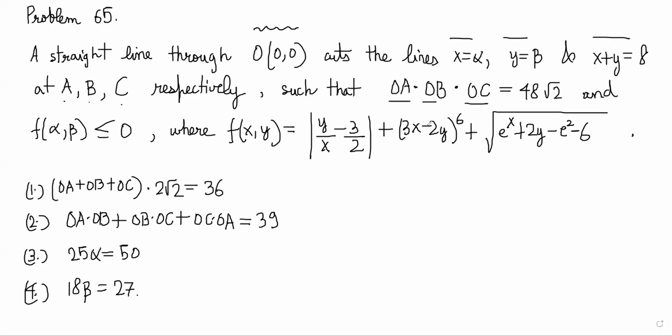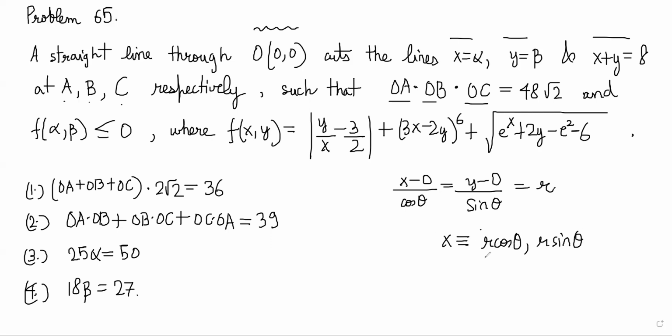So this should remind you of the parametric form of the line equation, because you can say that this distance is r1. Any line through the origin can be given by (x - 0)/cos theta = (y - 0)/sin theta = r. So any point on the line can be given by (r cos theta, r sin theta), right? Obviously, here r will be different for these points.